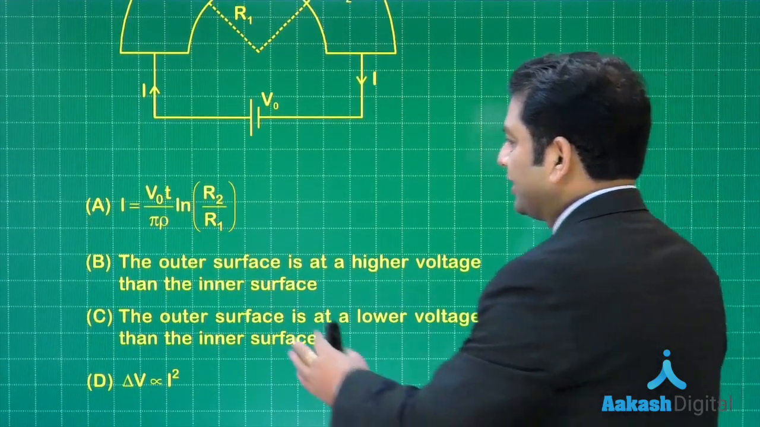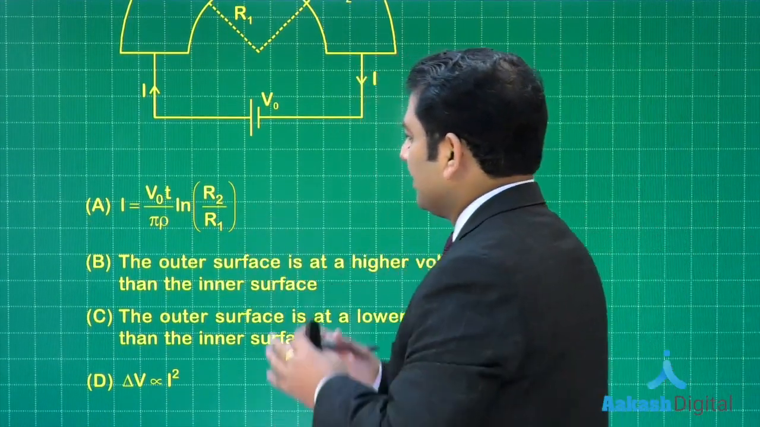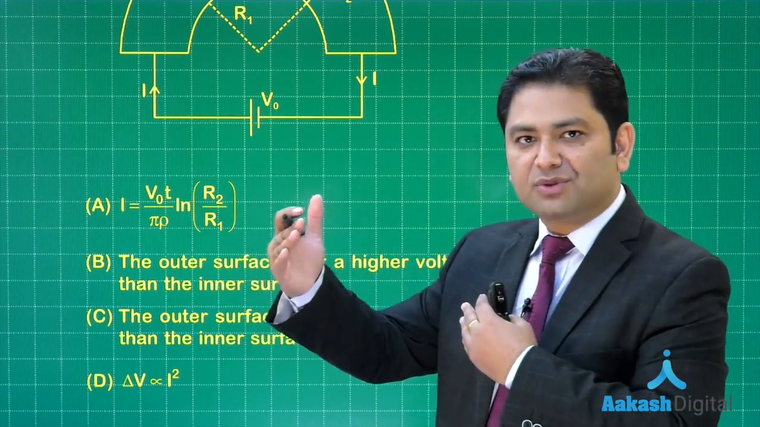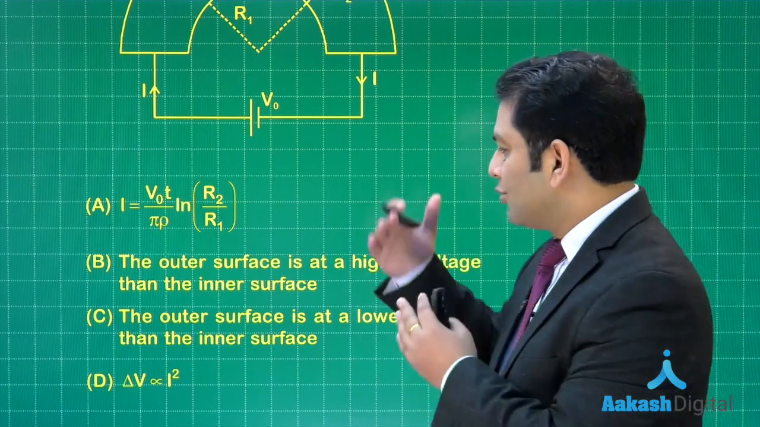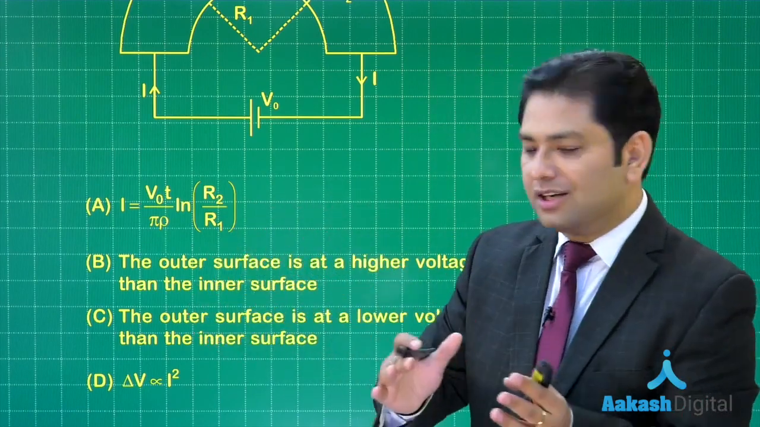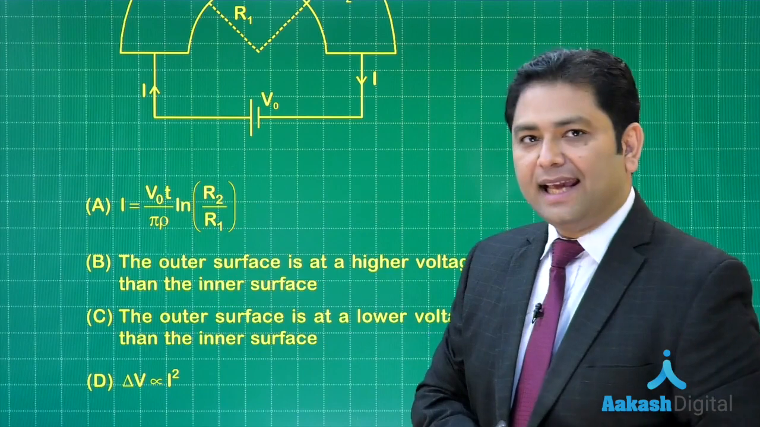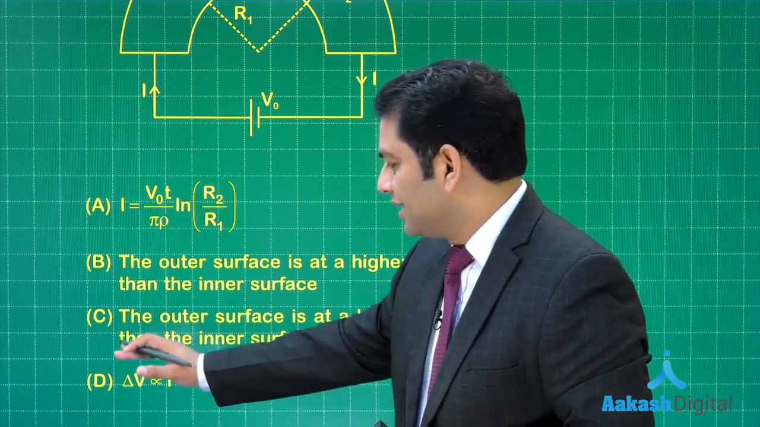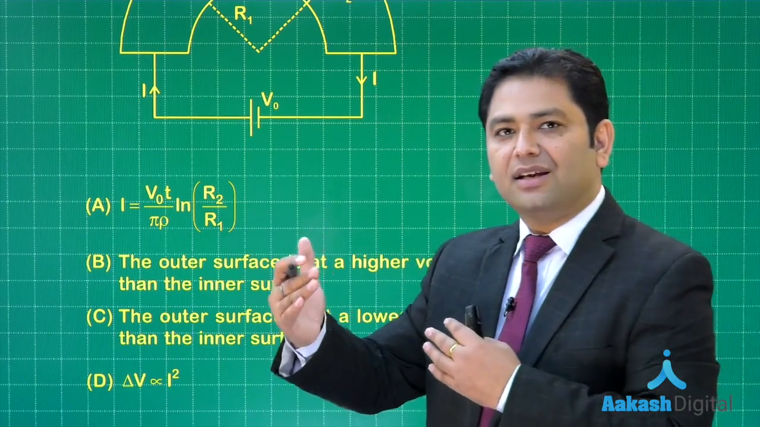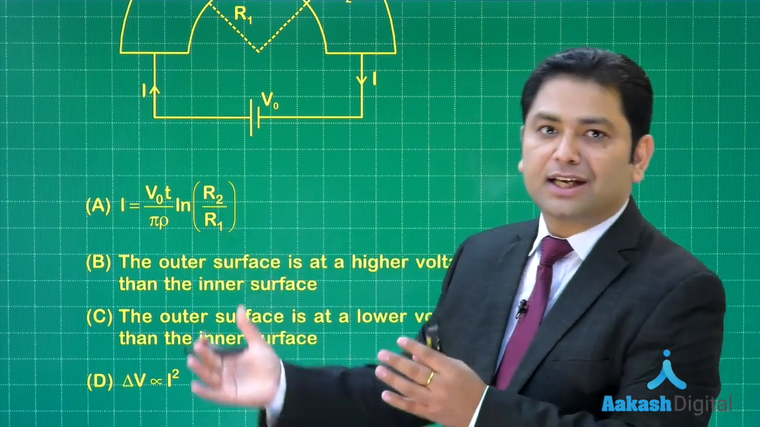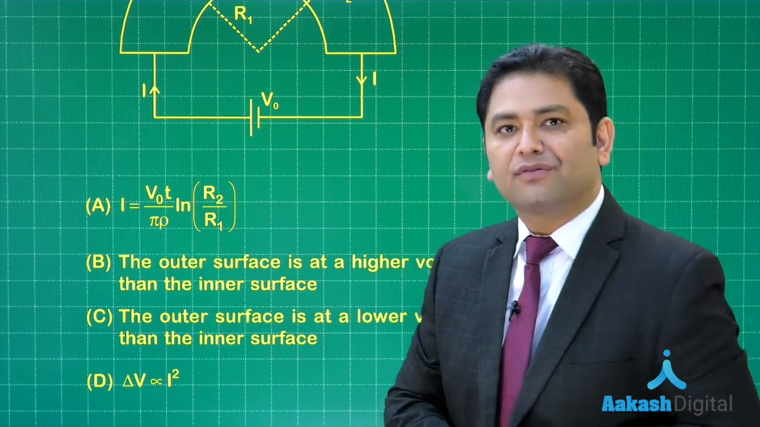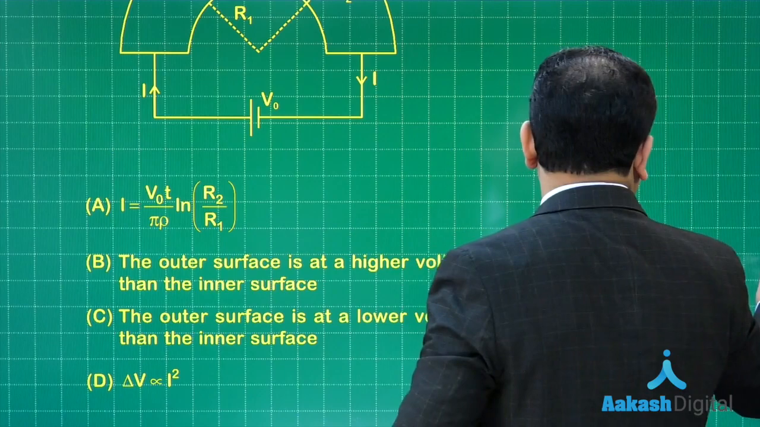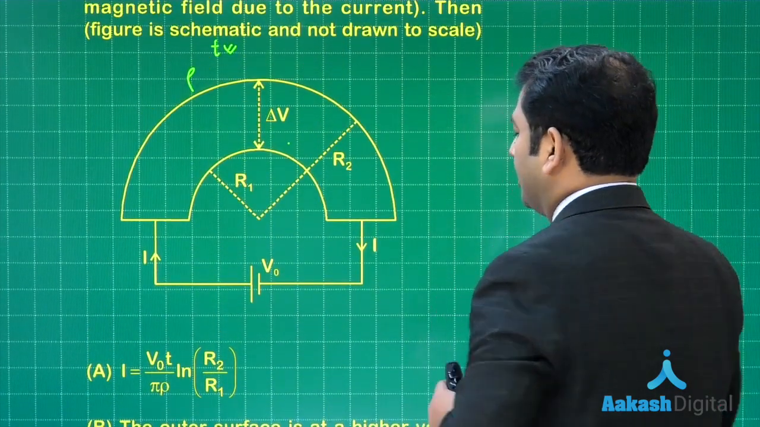It's something like this. We need to calculate first the value of current, then we need to see that transverse voltage which is developed, whether the outer one is at higher potential or the inner one, that's about B and C. And D, the question does not want you to calculate the value of delta V. You need to see that delta V, how is it related to the current which is flowing in the circumferential direction. Let's see. First of all, in order to calculate current, I need to calculate the resistance.